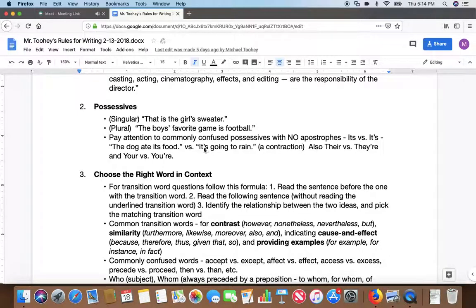We'd say it's going to rain. It is going to rain. Okay, so that makes sense. That's great. But if we saw it's with an apostrophe right here, and we'd read it, the dog ate it is food. That doesn't make any sense. We know we're not using the right form there. So always break up it's and you're into the two separate words, just to make sure you know you're using the right form or not. Okay. All right.